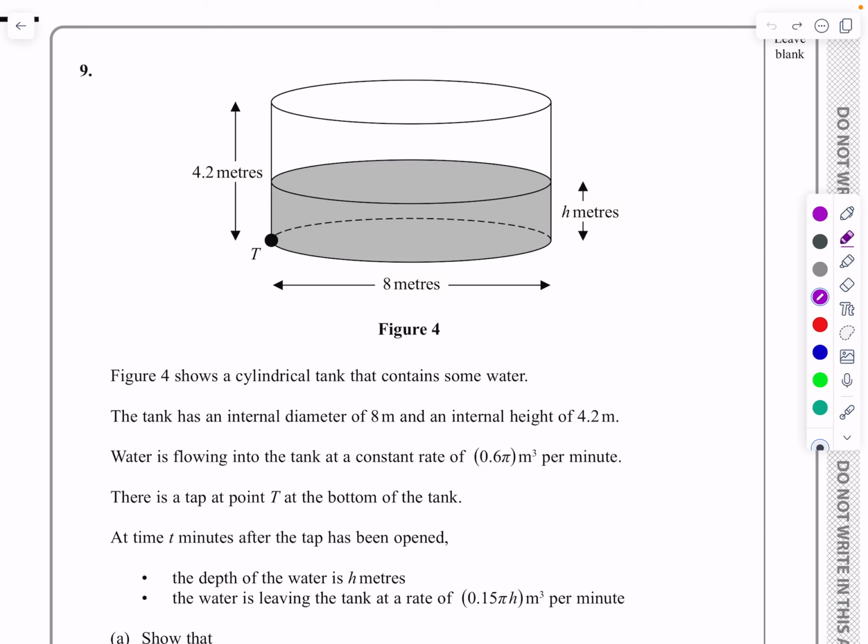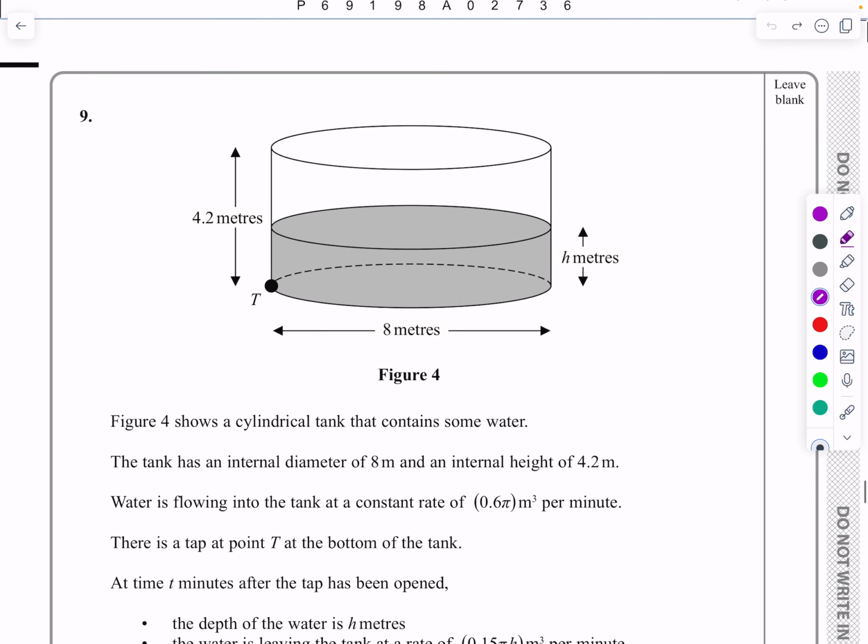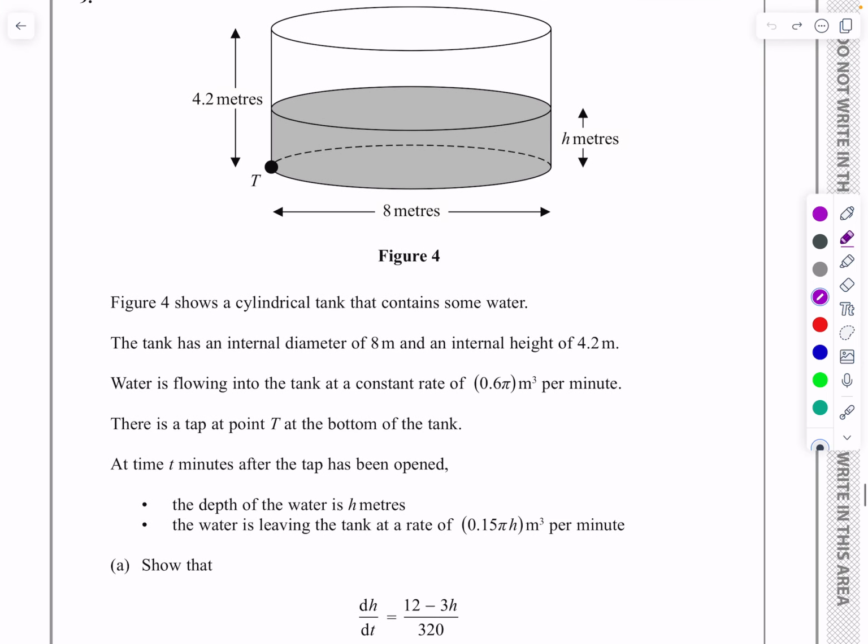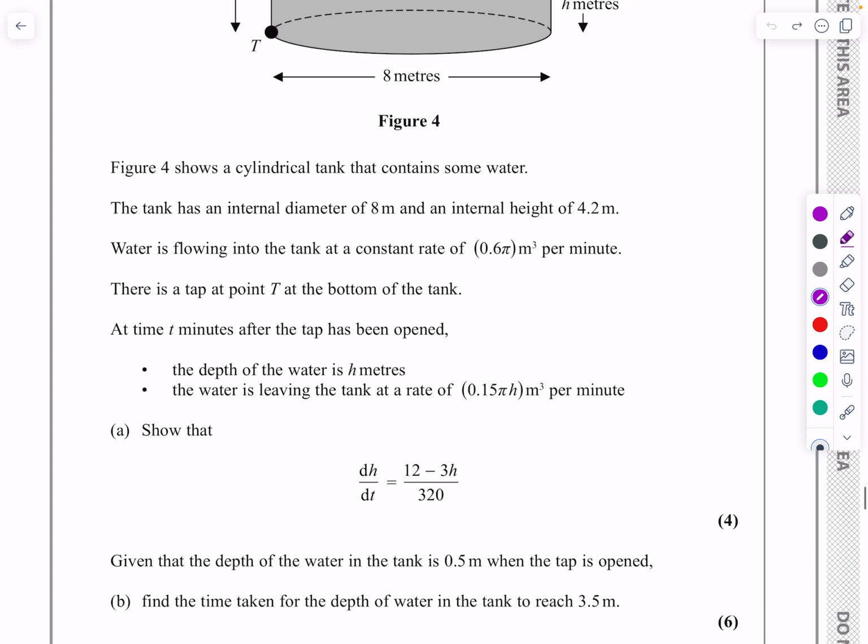Okay, this is the P4 paper from October 2021. It's question number 9, and as you can see by looking at this, this is a differentiation question, and in particular a rates of change question. So let's just have a look through it.